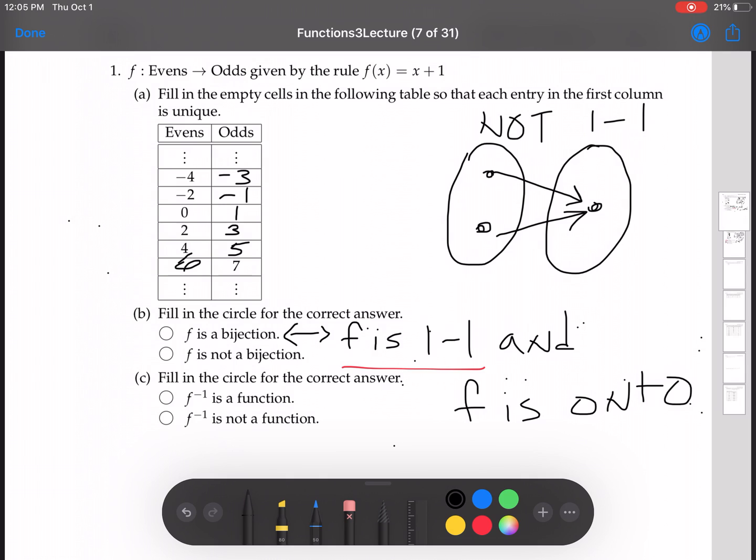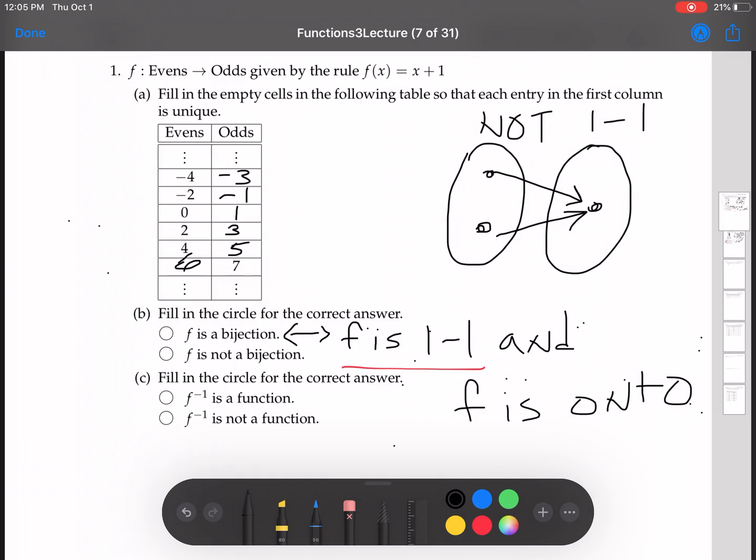Okay, so from the table, we can see that f is in fact 1 to 1. Because each of the entries in the first column is unique, and everything in the second column is also unique or different, we see that we don't have this situation where two inputs go to the same output.